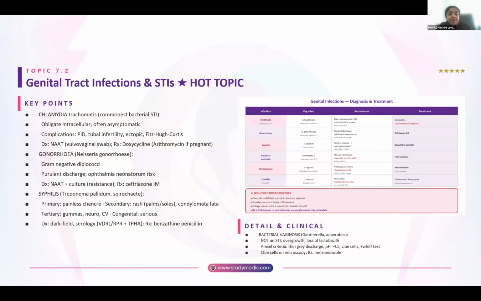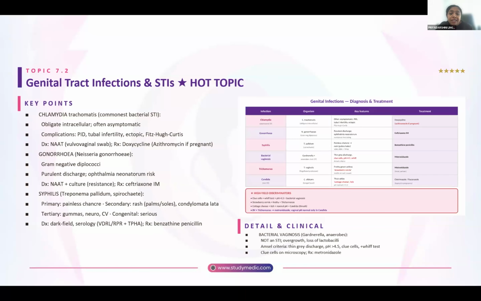Finally, coming to the yeast infection, the fungal infection of Candida, the most common organism is Candida albicans. The classical discharge is going to be a thick, curdy vaginal discharge with a cottage cheese appearance, and itching is going to be quite severe here. The drug of choice is going to be clotrimazole or fluconazole.